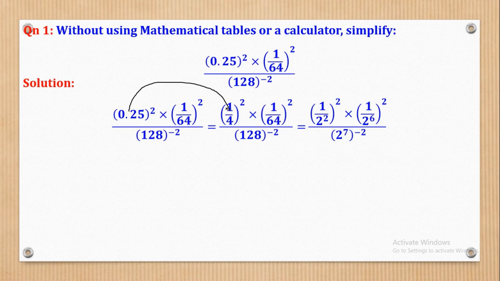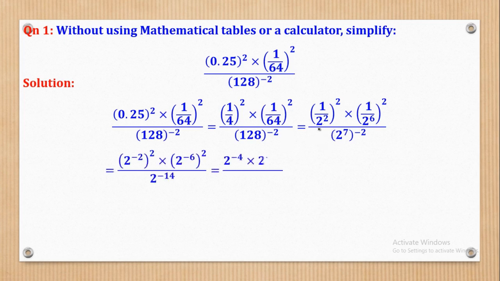So, 0.25 is a quarter, this 1 over 64 is that, and this one also remains there. The next step is to use indices. 4 is the same as 2 to the power 2, and 64 is the same as 2 to the power 6, and 128 is the same as 2 to the power 7.